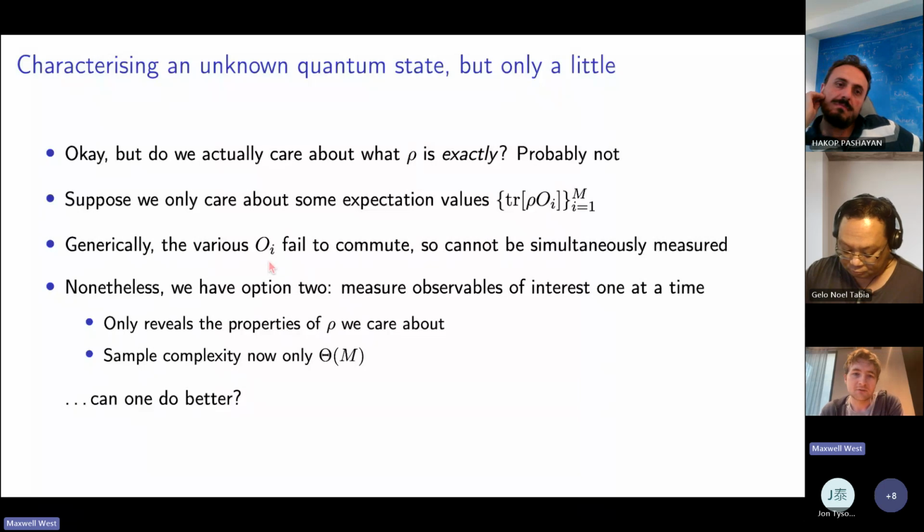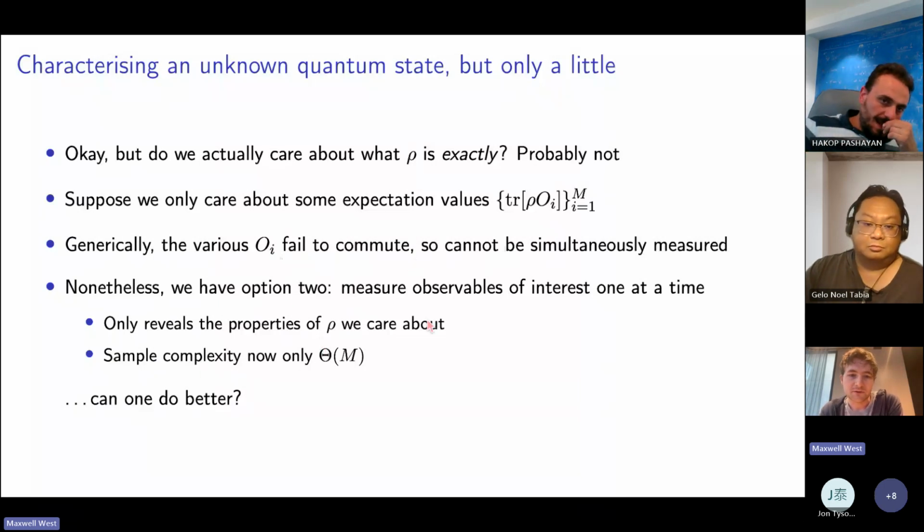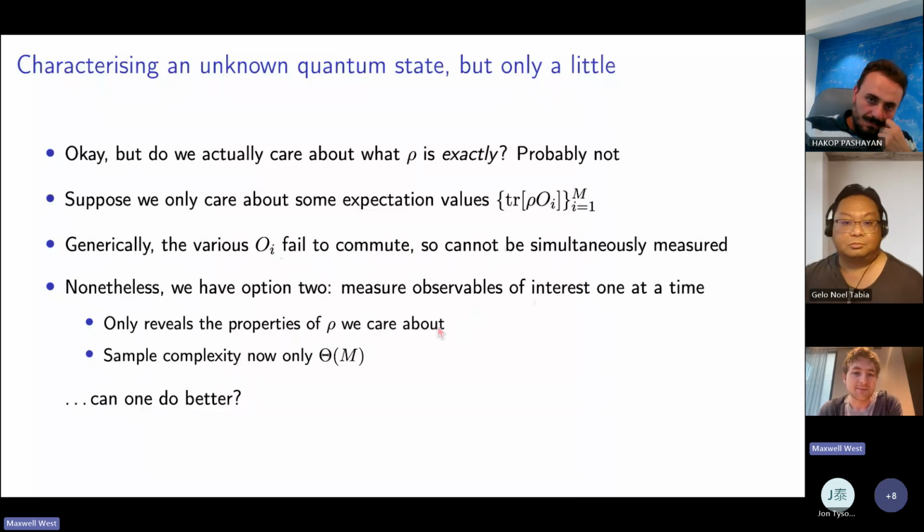Again, in general, these guys fail to commute, so you can't simultaneously measure them. And knowing about one messes up its properties with respect to the others for a given copy. But you can group them into commuting cliques and then measure representatives from each clique individually. Or even without doing that, if there are M of them, you can just measure them one at a time, right? So this reveals by definition only the properties that we've declared that we care about. And the sample complexity is now just linear in M.